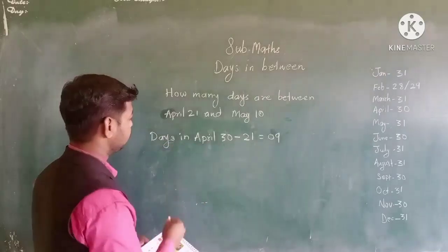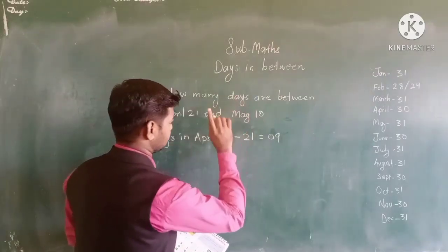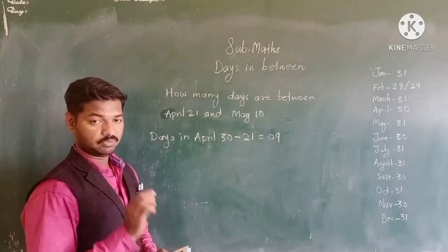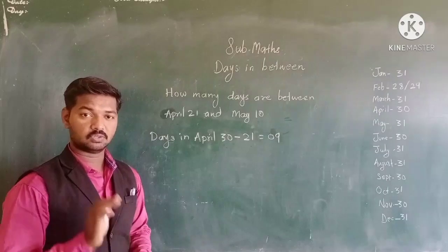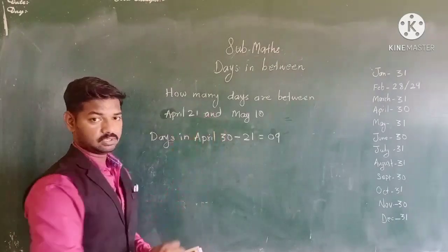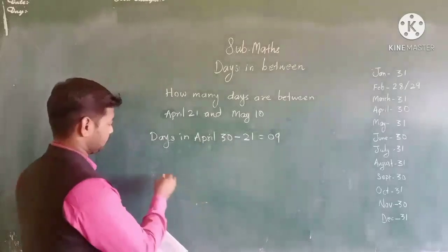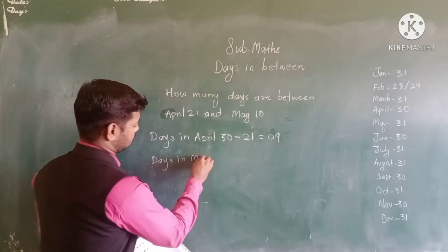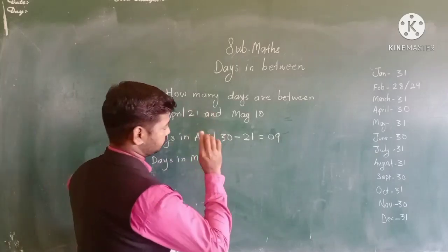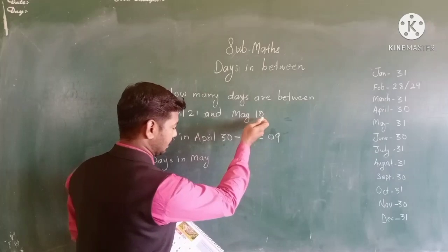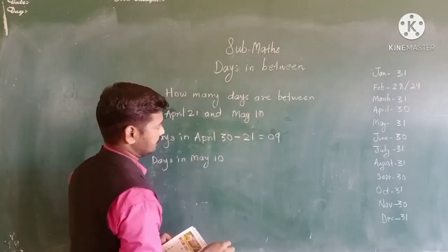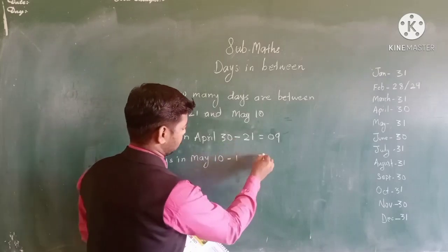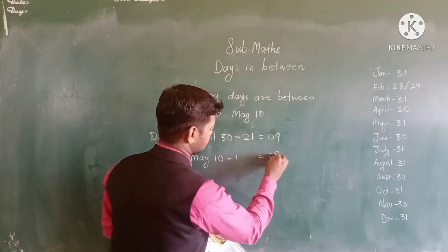So after April, May is there. In May, the date is given there, and from that last date we have to minus 1. Why do we have to minus 1? Because we are not going to include the given date. So in May, we write the given date. The date is 10. From the given date we have to minus 1. So 10 minus 1 will be 9.